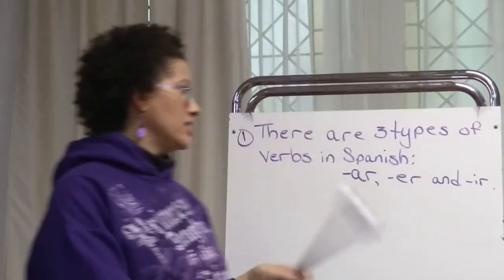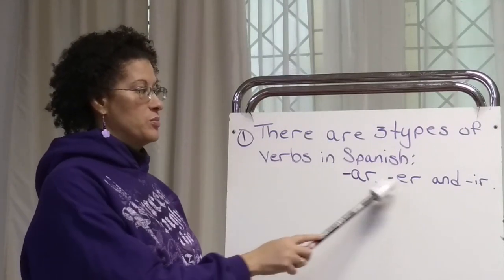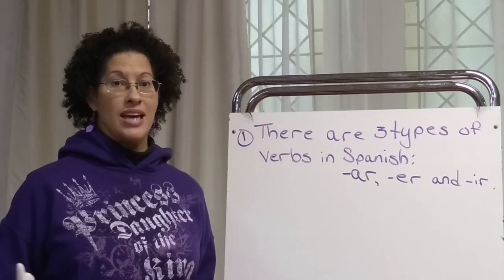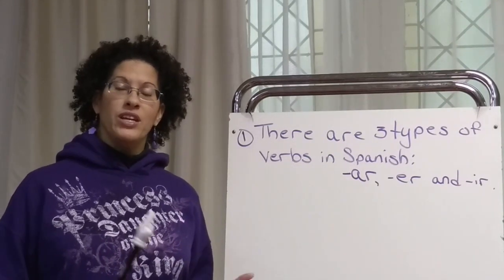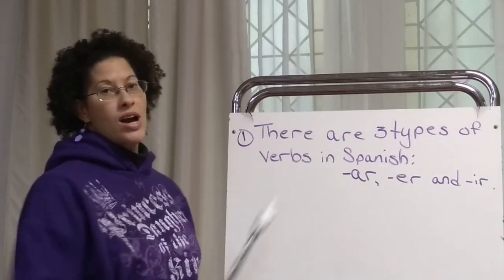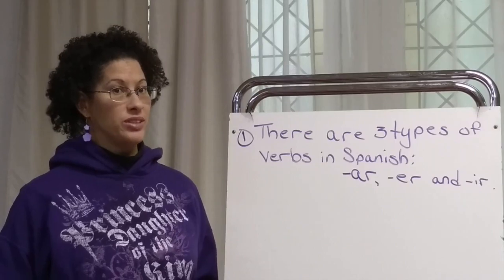The first thing is that there are three types of verbs in Spanish: AR verbs, ER verbs, and IR verbs. Now, what does that mean? It simply means that the infinitive form of the verb ends in either AR, ER, or IR. Okay, so what is the infinitive form of the verb?